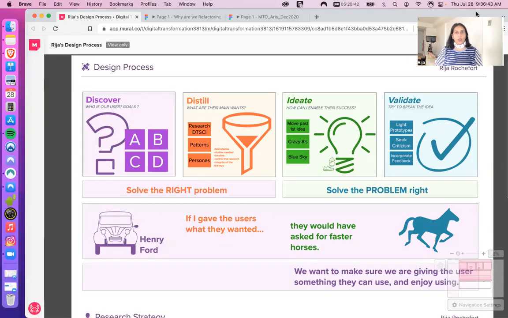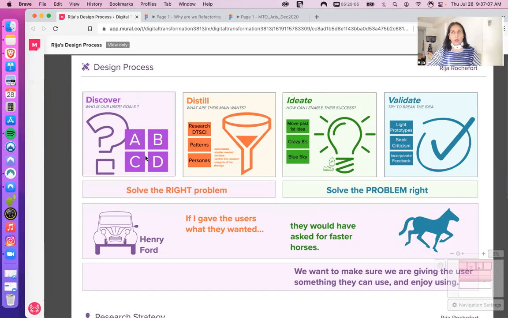So I have a four-step design process. It's discover, distill, ideate, and validate. In discover, I want to think about what the business needs. So I need to think about what do we already know? Who's our users? What's the business goals? What's the competition doing? And what's our development roadmap? Okay, so this all happens in Discover.